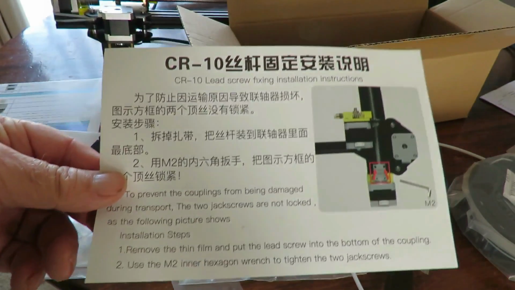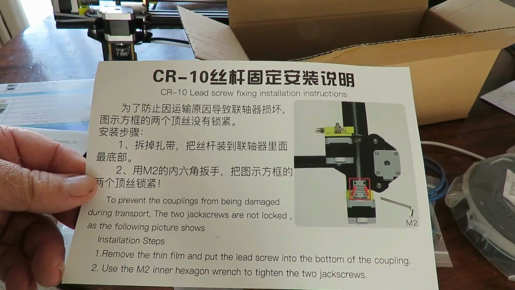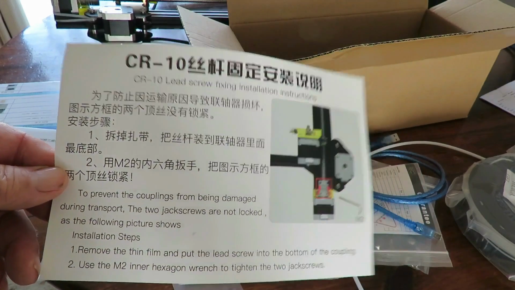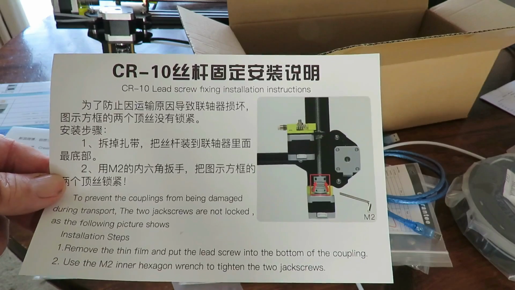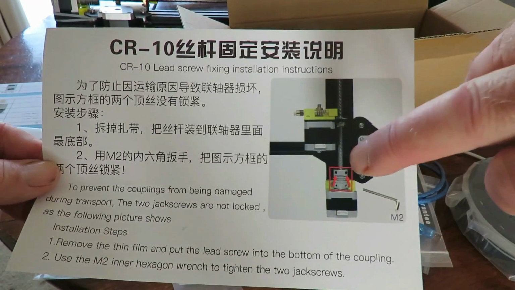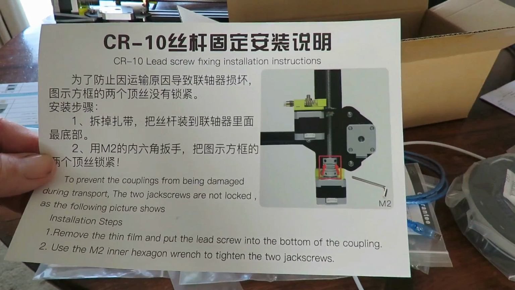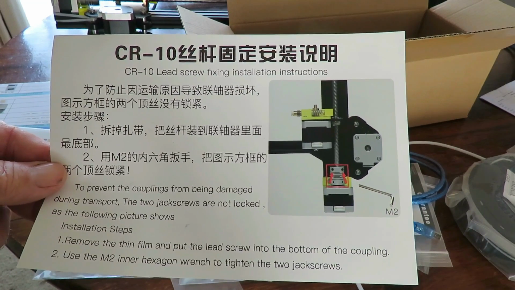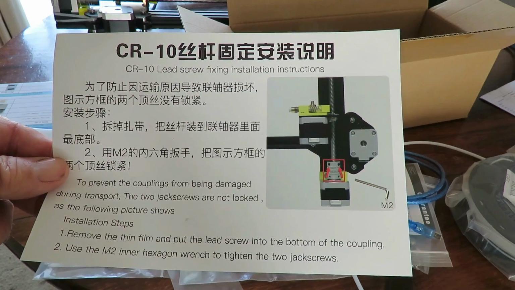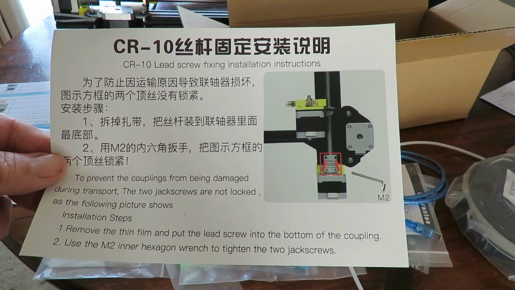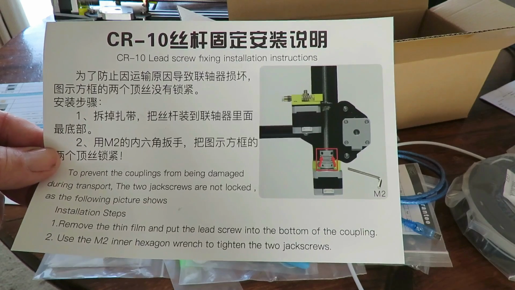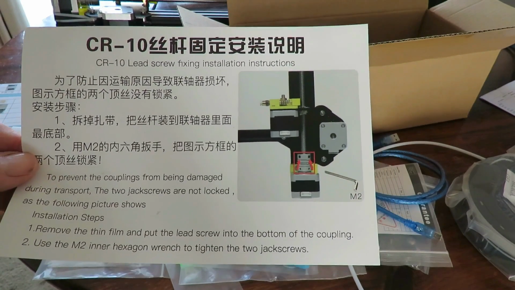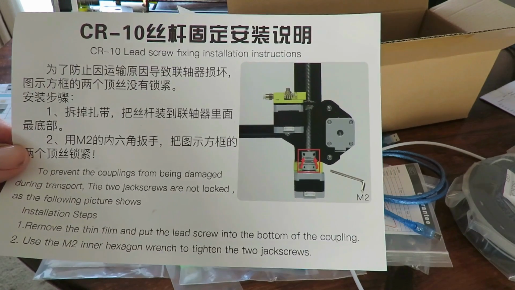Okay, now according to the instructions, to prevent the couplings from being damaged during transport, the two jack screws are not locked. As the following pictures show, which obviously over here you've got the two screws on the top, we use an M2 Allen key, and we remove the thin film to put the lead screw into the bottom coupling. Use the M2 inner hexagon wrench to tighten the two jack screws. Remove the thin film. Okay, I'll have a quick look at that and see if we can get on with it.